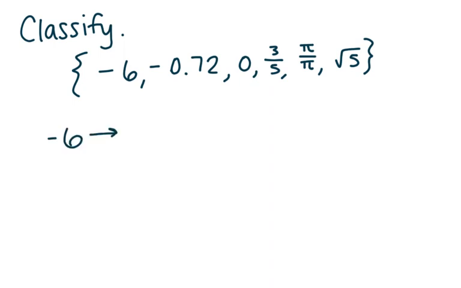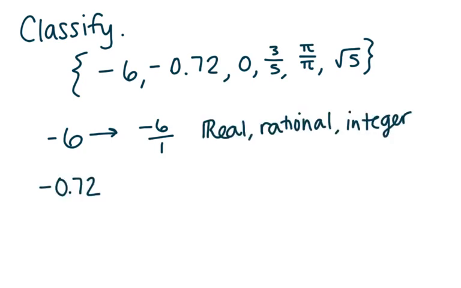-6 is a real number. It is also rational because it can be written as -6/1. It is also an integer, but it is not a whole number and it is not a natural number. -0.72 is a real number and it is also rational, because you can write it as -72/100 and then simplify it. It is not considered an integer.